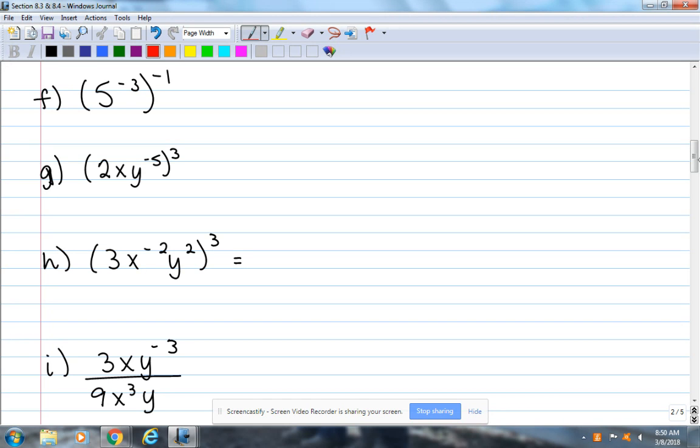Look at F. It says 5 to the negative third to the negative first. What's going on there? Yeah, they're power of powers, right? So we multiply those, right? So what's negative 3 times negative 1? Positive 3. So this is just 5 to the third power. And what we just did that. What is 5 to the third power? 125. So if you take powers of a power, sometimes it changes your signs, right? And it keeps you from having to deal with negative exponents. Sometimes it does. Not always.